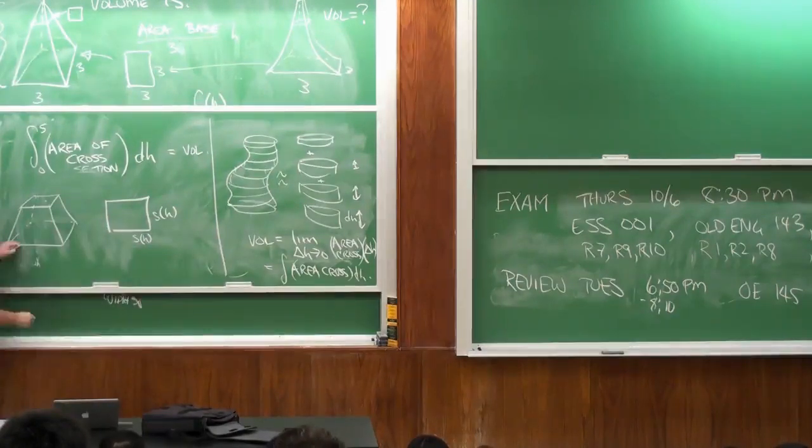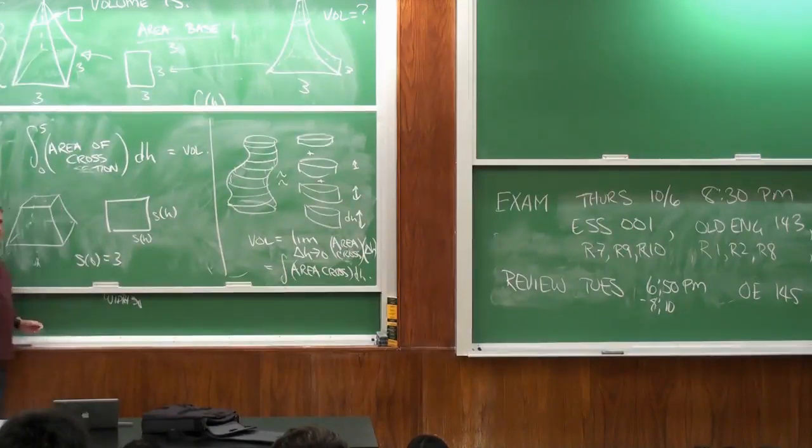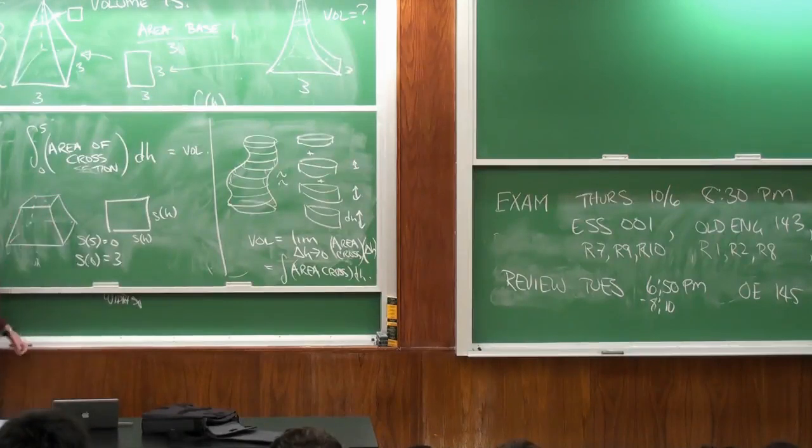Right? If I look at the bottom, I know that S of 0 is 3. And if I look at the top, I know that S of 5 is 0. What does this function S look like?